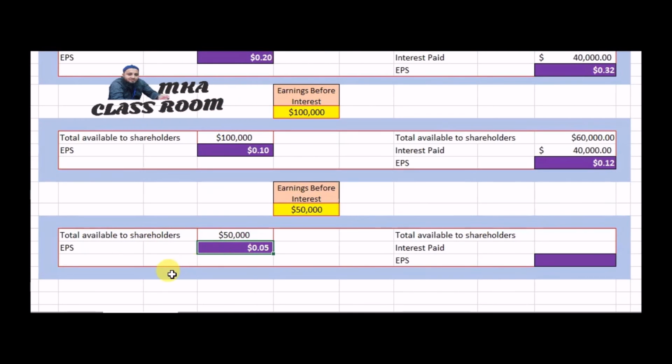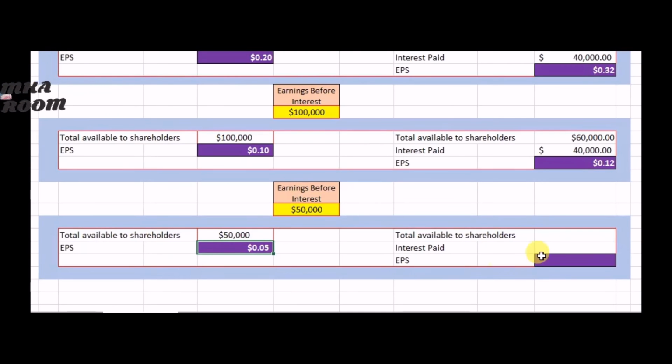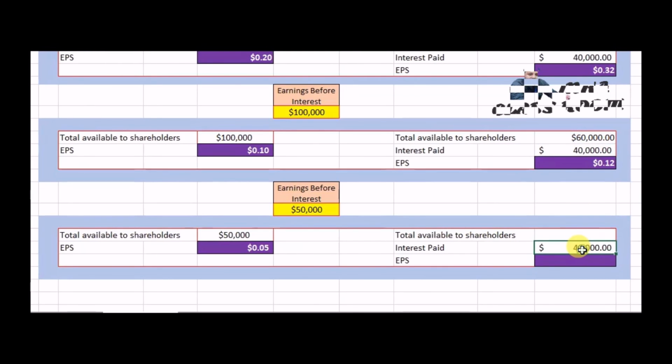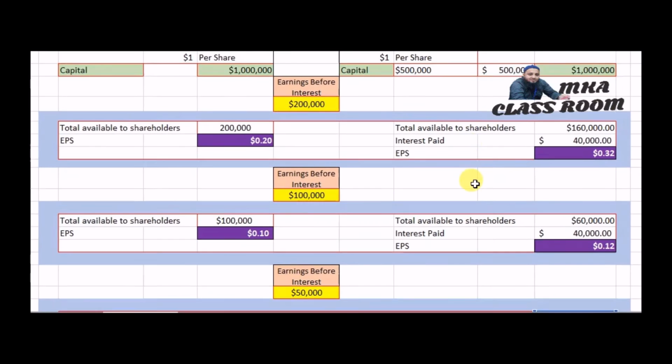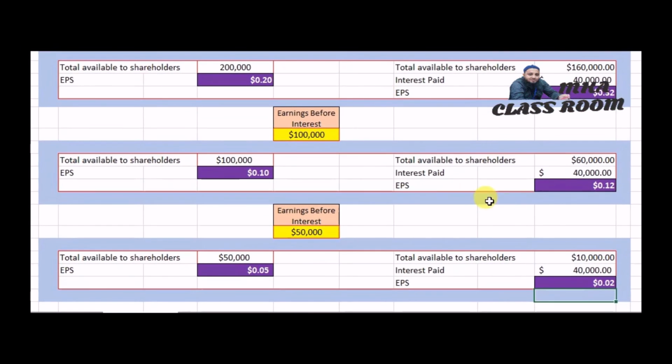But what will happen to the levered company? At first it has to pay its interest, that is 40,000. It has to pay interest, and then what will happen to our total income available to the shareholders? This is our income minus interest, that is 10,000. So what will be our EPS? This is the available income divided by the number of outstanding shares, that is 2 cents. So in this position, if the income goes down to 50,000, then the unlevered company's shareholders earn more than the levered company's.